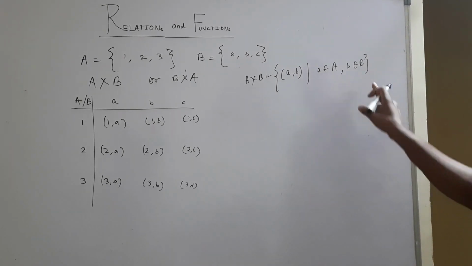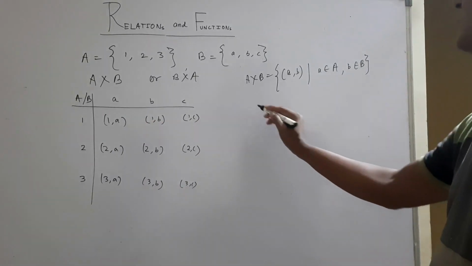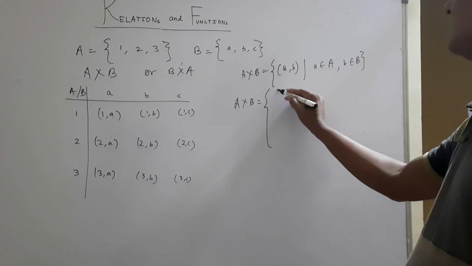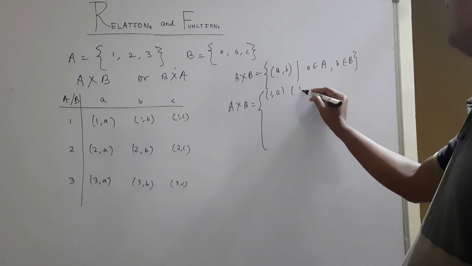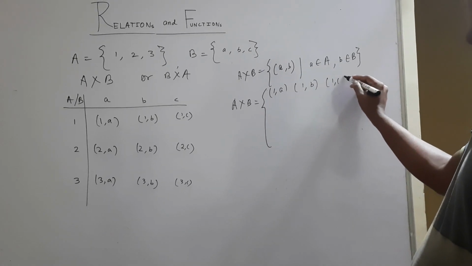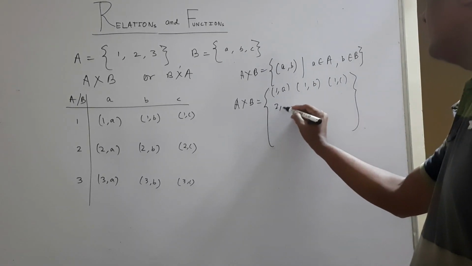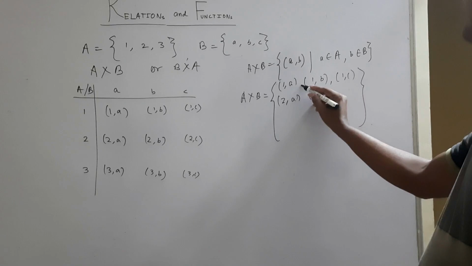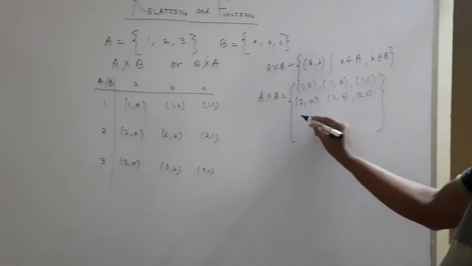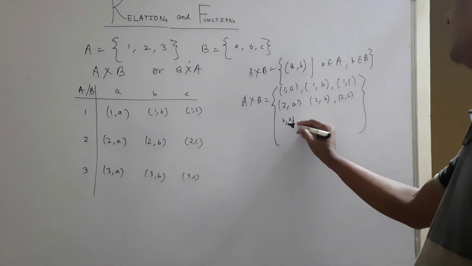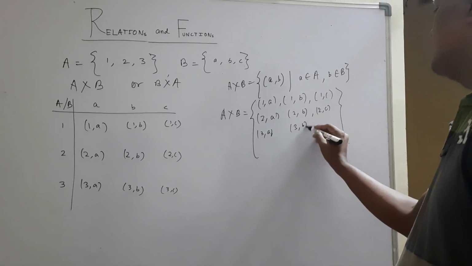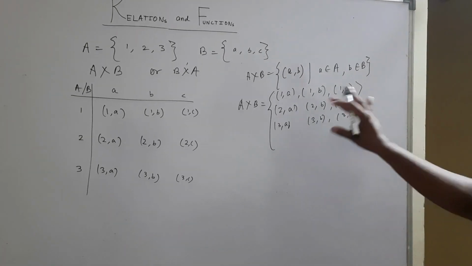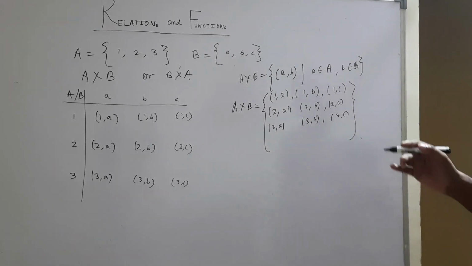If I write this in set notation, in roster form, A cross B can be written as 1a, 1b, 1c, 2a, 2b, 2c, 3a, 3b, and 3c. If you want to express this whole thing in the form of mapping, it can go like this.